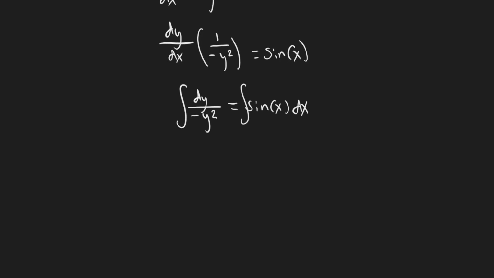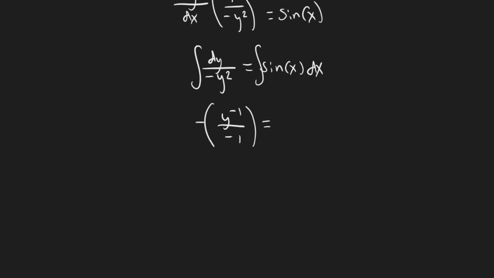All right, so the integral of 1 over y squared, I'm going to take out the negative of the integral. So the integral of 1 over y squared, well, that's just going to be y to the negative 2 plus 1 over negative 2 plus 1. So this is going to be y to the negative 1 over negative 1, like that. Okay, so the integral of sine of x dx is just going to be negative cosine of x, making sure to not forget about the constant.